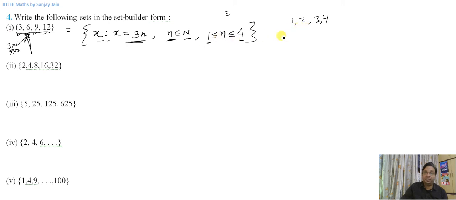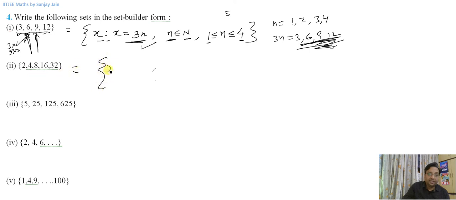So if I write, this will be n. So 3n will be equal to, I'll multiply 1 with 3, so 3, 6, 9, 12, which are the elements that are there in this set. So this is the correct rule that we have written here. Now look at this. So I'll write like this: x such that x is equal to.